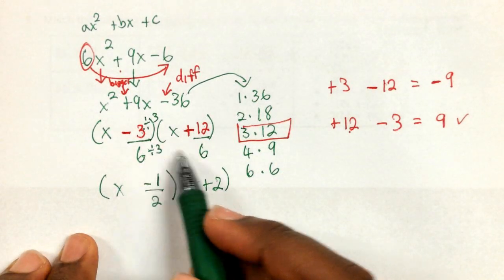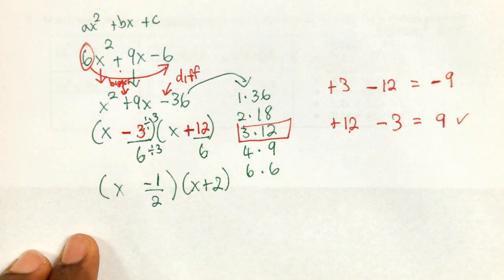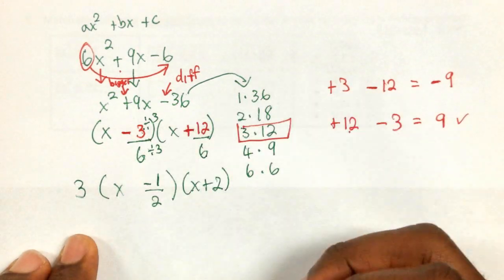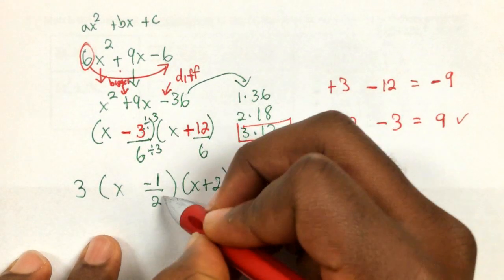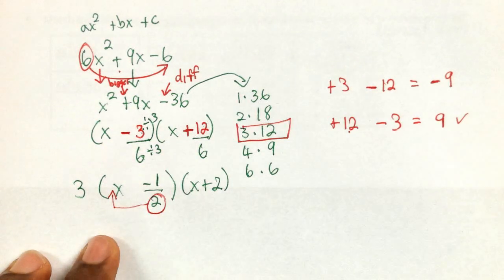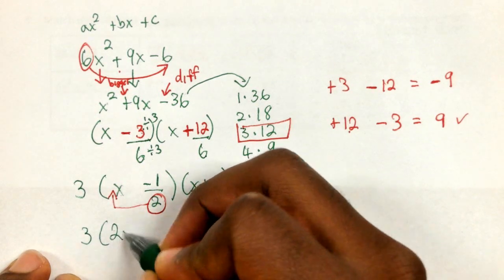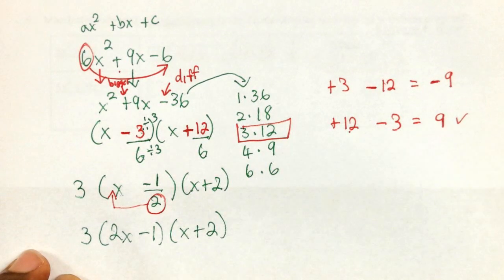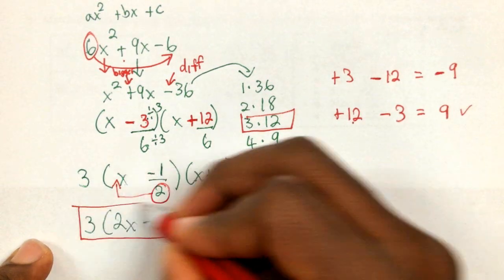Because both of these can be divided by that 3, we have to make sure that that 3 is also represented in front. Both of these could be simplified by 3, so I can't divide this anymore. So I take the denominator, put it in front of the numerator, and then the 3 I bring down, and this will now become 2x minus 1 and x plus 2. So that would be the factored form for my answer.